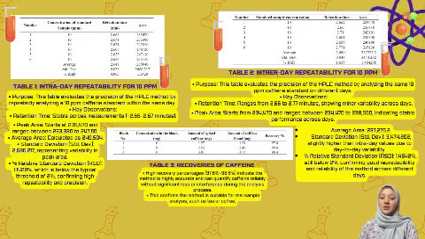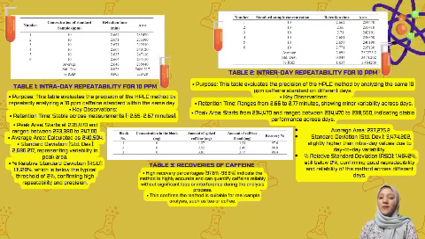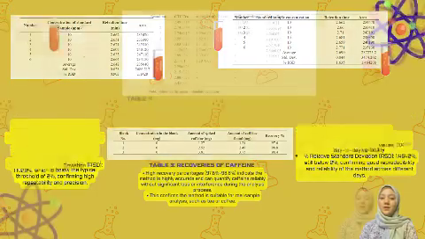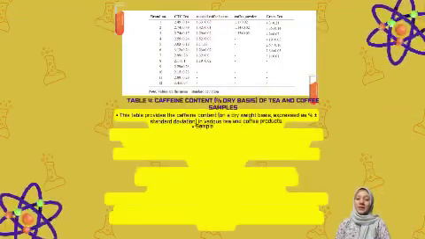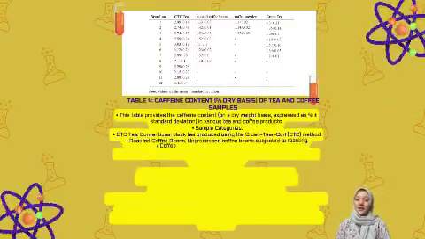Table 3 shows the recovery of caffeine. Values range from 97.6% to 98.4%, demonstrating the method's high accuracy and suitability for real sample analysis without significant loss or interference. Finally, Table 4 provides the caffeine content in tea and coffee samples.